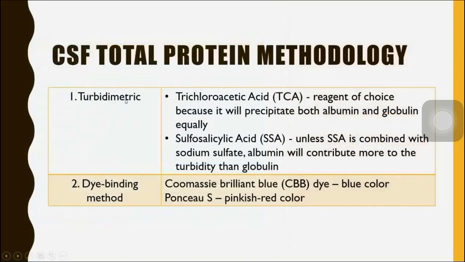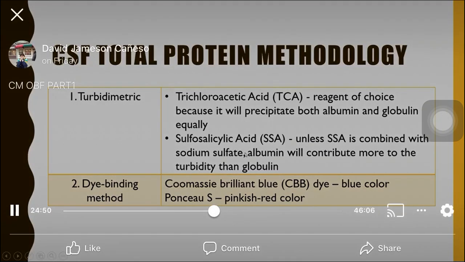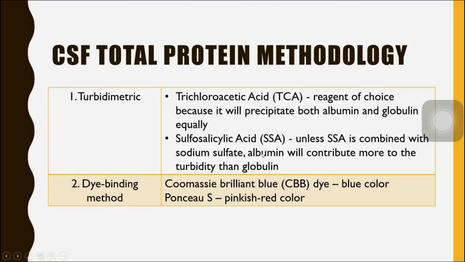So how will you perform CSF total protein in the laboratory? By means of the turbidimetric method as well as the dye binding method. For the turbidimetric method, you can use either trichloroacetic acid or sulfosalicylic acid. The reagent of choice for CSF total protein is TCA because it precipitates both albumin and globulin. For SSA, although it detects both albumin and globulin, it is more inclined towards albumin. So in order to detect both albumin and globulin equally, you should add sodium sulfate.